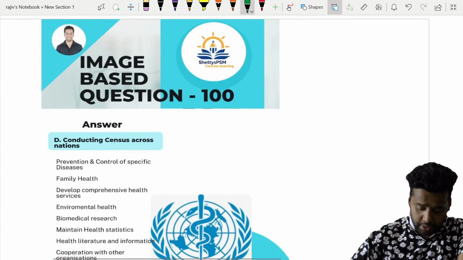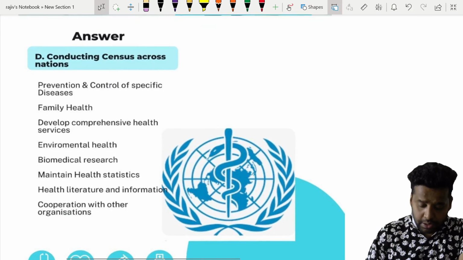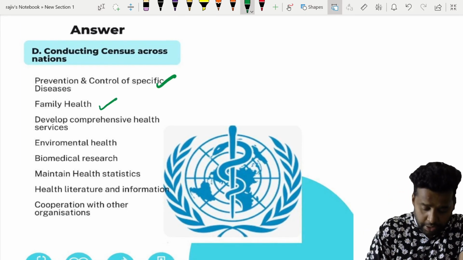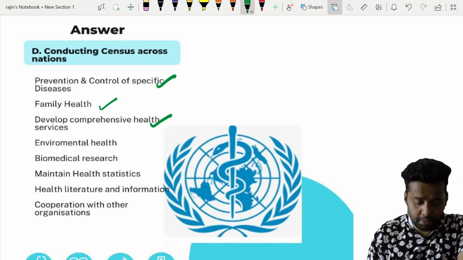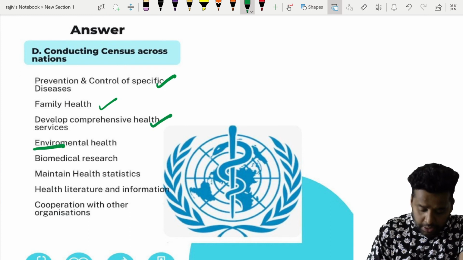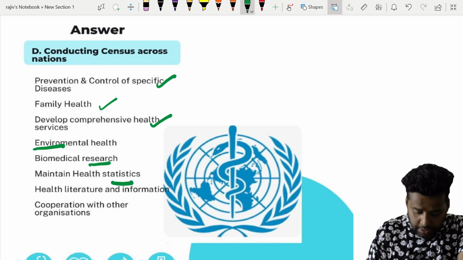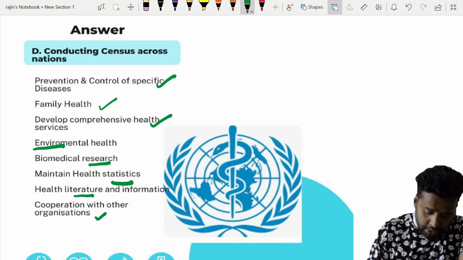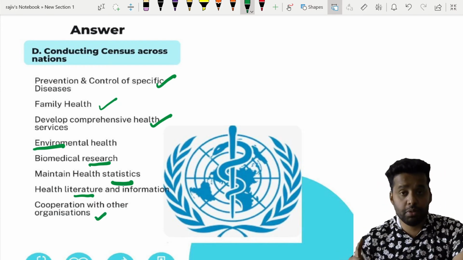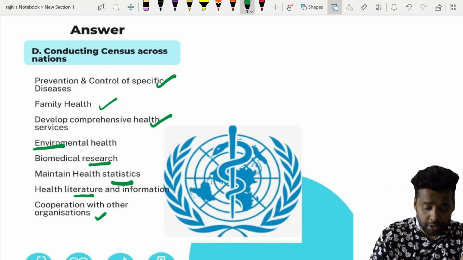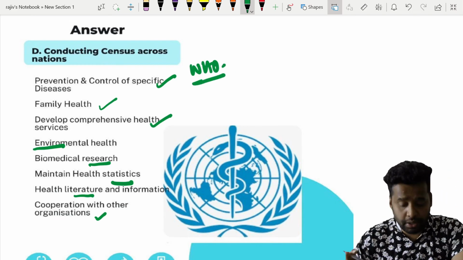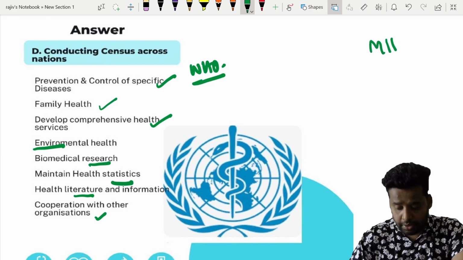What are the functions of WHO? That can be a future MCQ in the exams. Controlling disease, family health, health services to be provided, environment, research, health statistics, literature, the records they have to keep, and cooperation with other organizations. This is a very important list: functions of WHO. Who will conduct census? Which ministry? The Ministry of Home Affairs will take care of census in our country.